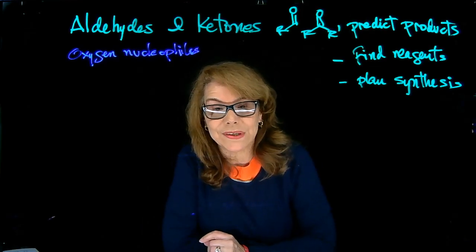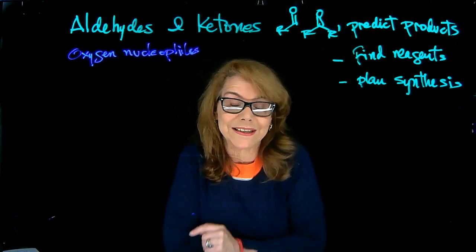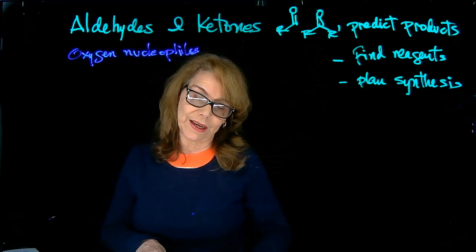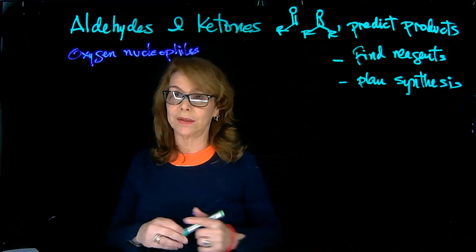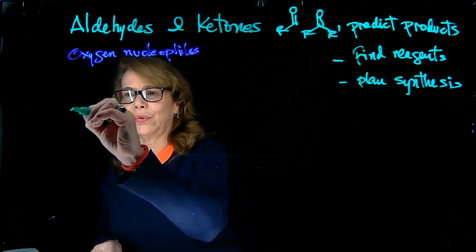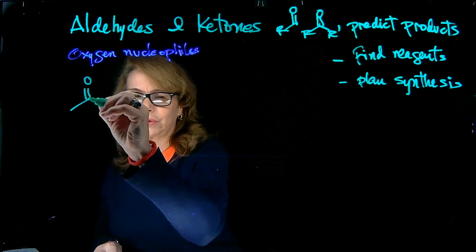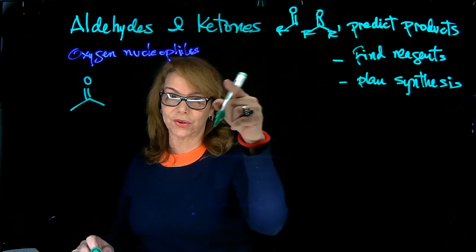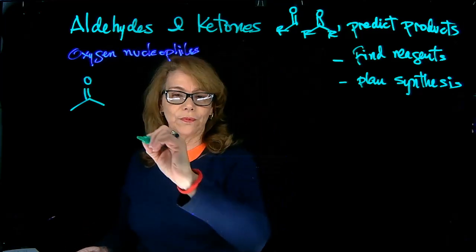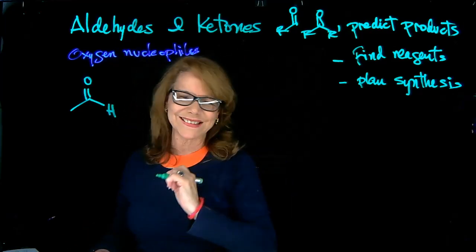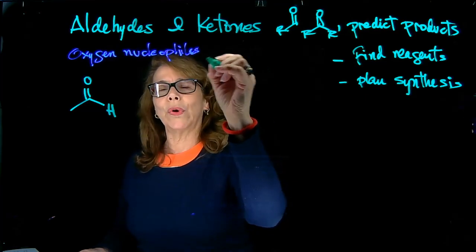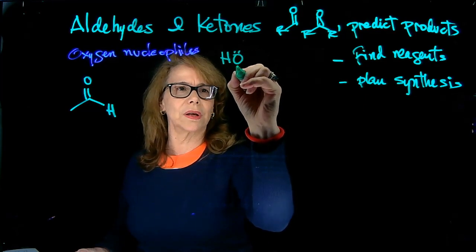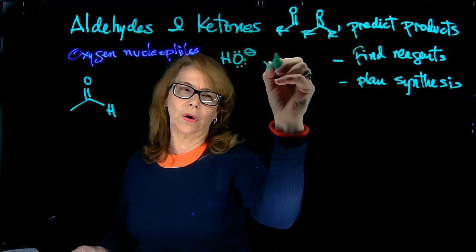In this video, we're summarizing what we have seen in previous videos on oxygen nucleophiles. So what are the reactions and how do we predict products? Here, if you have, let's do just acetone, and we're going to make it react with oxygen nucleophiles. So we can form, let's do acetaldehyde, if you react with, say, hydroxide, or also water.